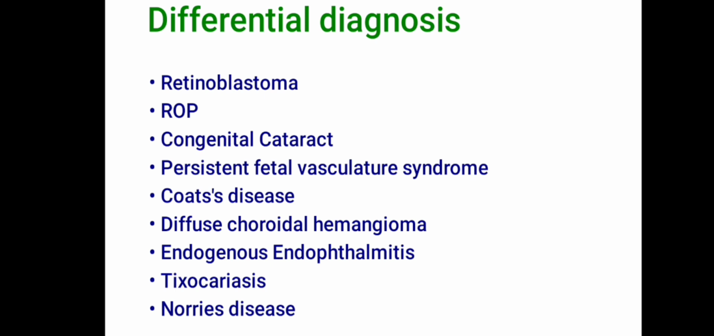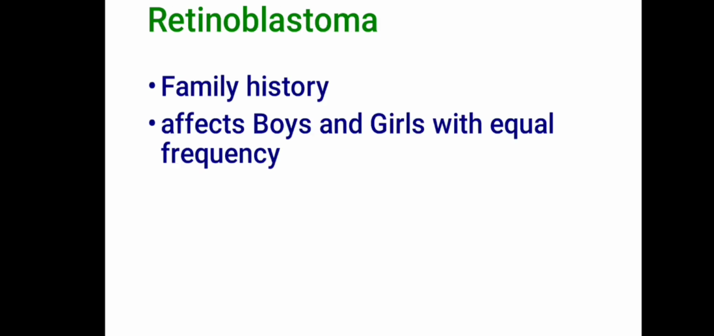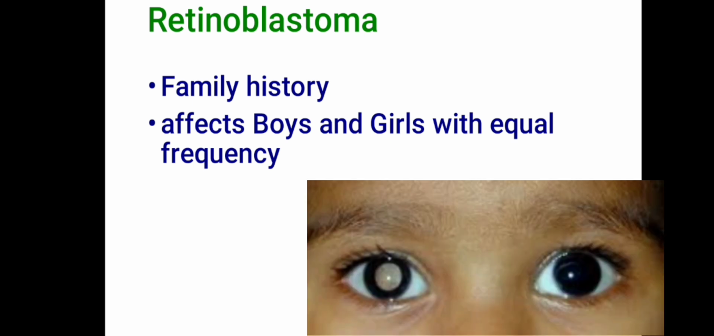So now let's see with the history how we can rule out each one or come to the diagnosis of the same. The first DD is retinoblastoma. This is one of the most common pediatric solid tumors. The age of presentation depends upon which type of retinoblastoma it is. If it is of inherited type, that is familial retinoblastoma, then it usually appears in the first year of life and most commonly it is bilateral.